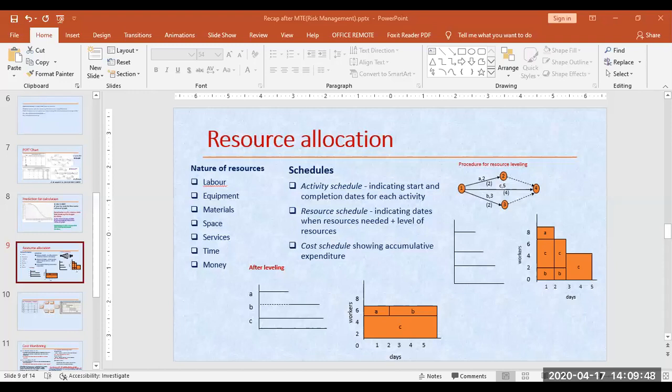Let me share one of the PPT, then we start the lecture. I have designed a PPT through which we are going to revise some concepts. So this is resource allocation, or you can say this is the resource management chapter. We are going to discuss some brief important points.